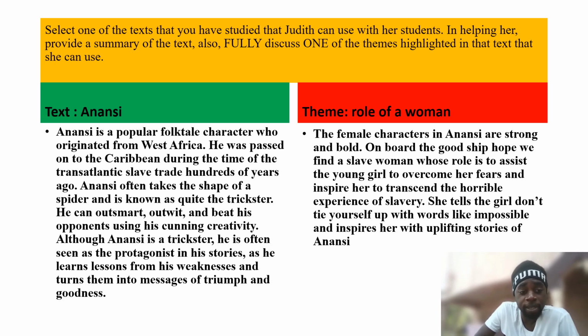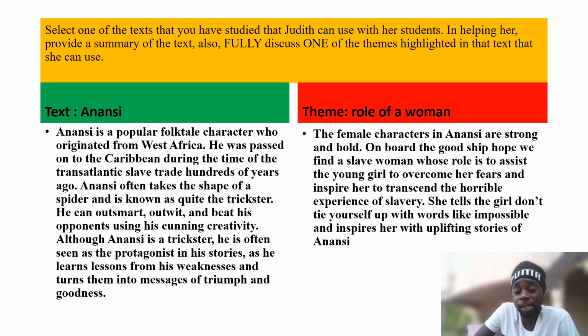A brief summary of Anansi is that Anansi is a popular folktale character who originated from West Africa. He was passed on to the Caribbean during the time of the transatlantic slave trade hundreds of years ago. Anansi often takes the shape of a spider and is known as quite the trickster. He can outsmart, outwit, and beat his opponents using his cunning creativity. Although Anansi is a trickster, he is often seen as a protagonist in his stories, as he learns lessons from his weaknesses and turns them into messages of triumph and goodness. So this is a basic summary of the text Anansi.